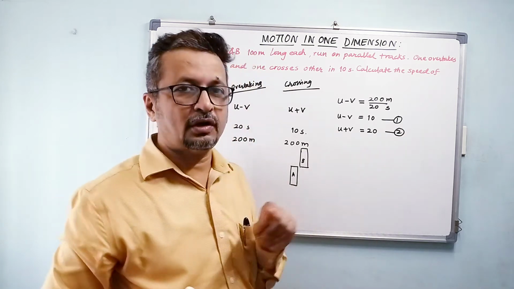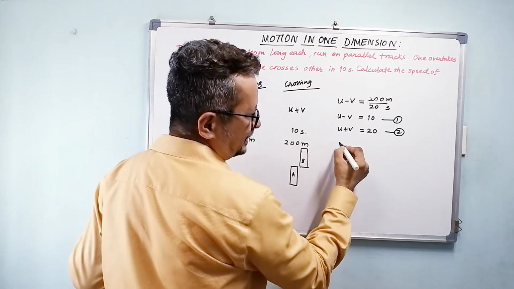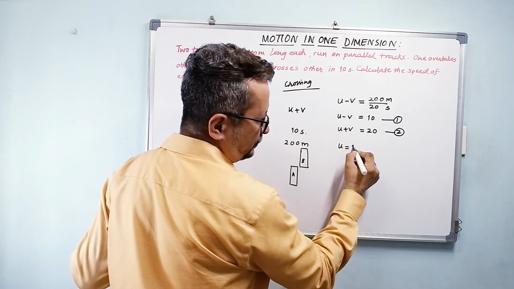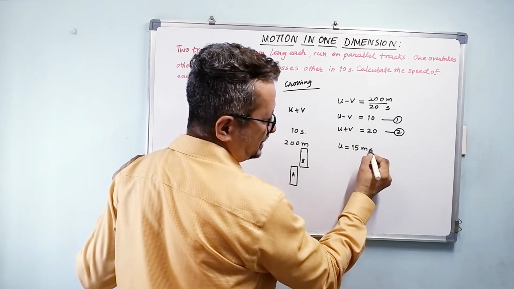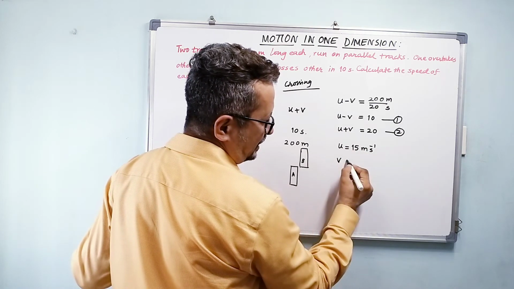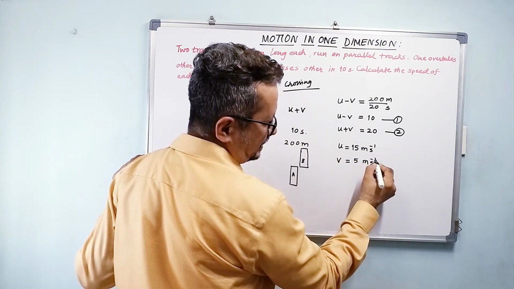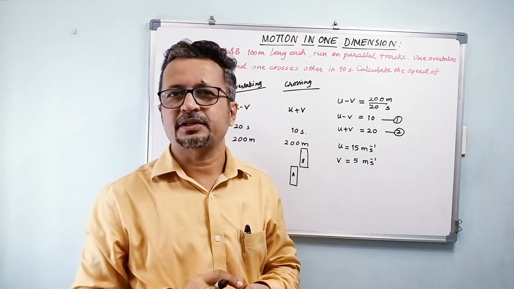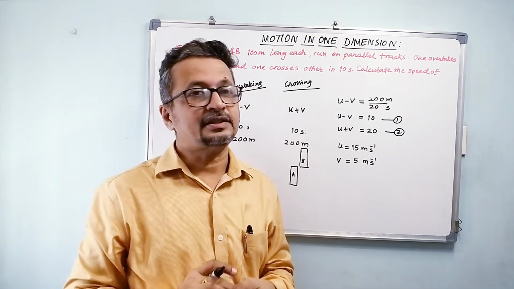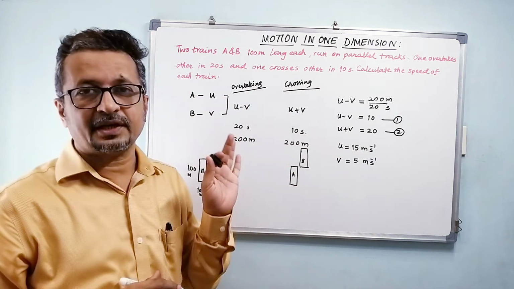So when I solve simultaneously, I get u is equal to 15 meters per second and v is equal to 5 meters per second. Solving simultaneously, right? You can do that. So that is how we deal with this kind of problems.